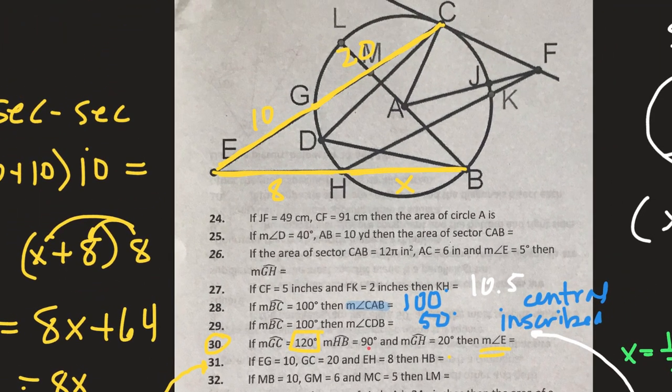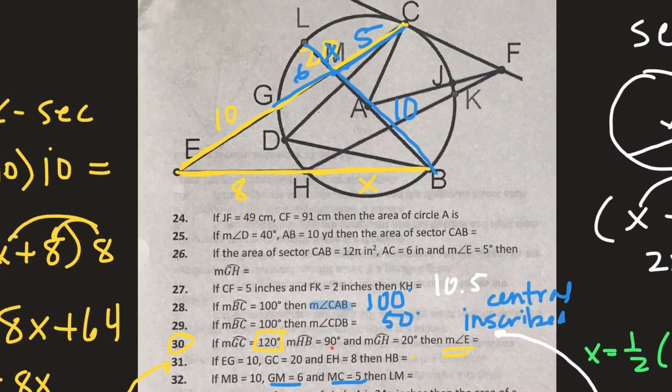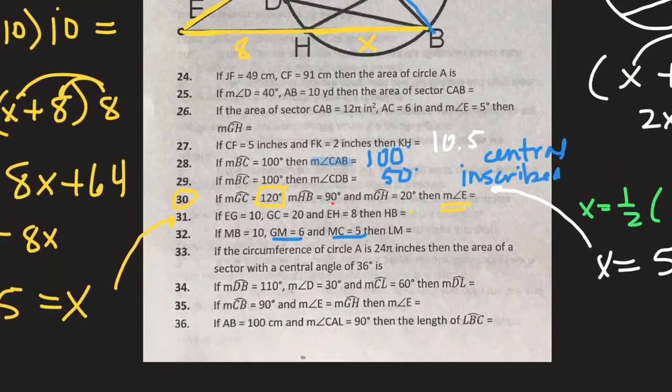MB is 10, so M to B is 10, right? That's an inside segment. GM is 6, that's here, GM. MC is 5, that's here, 5. And we want to figure out what is LM. Okay, so these are inside segments, which is a chord.